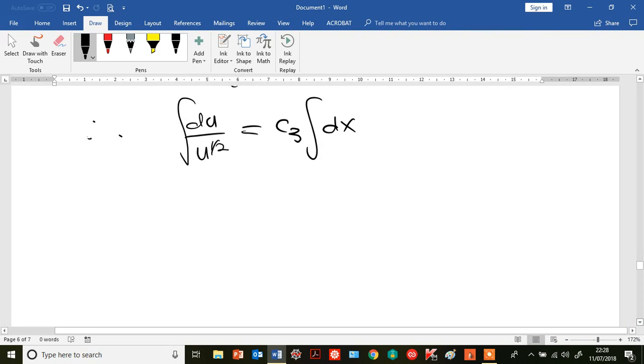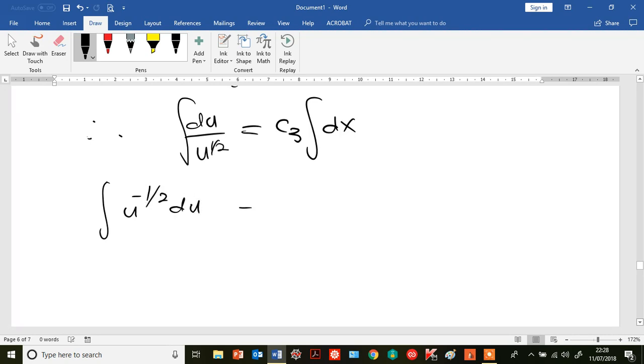If you've done elementary calculus, you will know how to solve this. It's the integral of u to the minus a half du equals C3 times the integral of dx, and that simply comes out to be u to the, what's minus a half plus 1? Well, it's a half. And that's equal to C3x plus another constant C4.